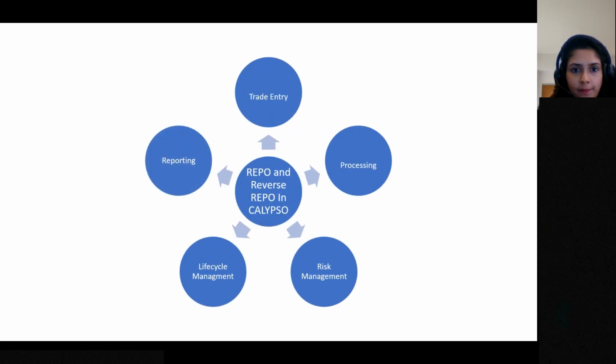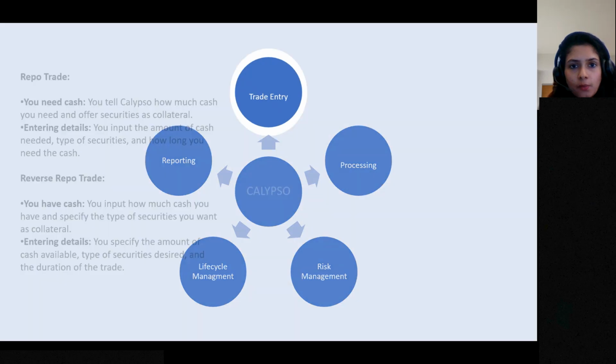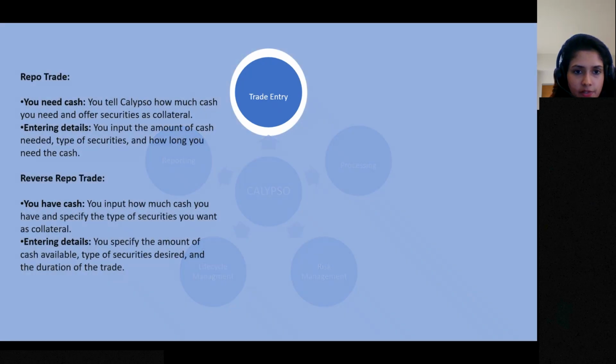So both of them will enter into Calypso. It will go through trade entry, processing, risk, life cycle, and reporting. Now, how will a repo and a reverse repo work in Calypso when it has just entered? For a repo trade, you need cash. If you recollect the example, when I gave my bicycle as collateral, I needed cash. When bank A had assets to give to bank B, it needed cash. So you need cash in repo.